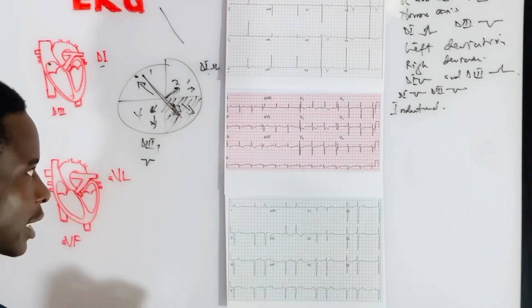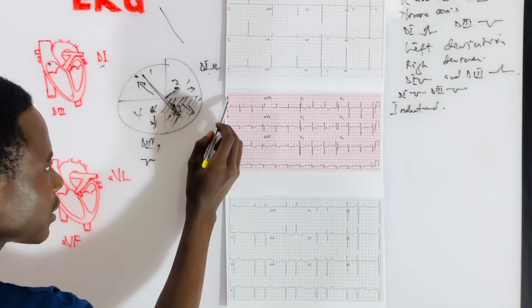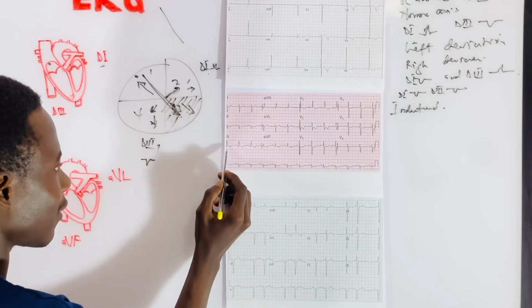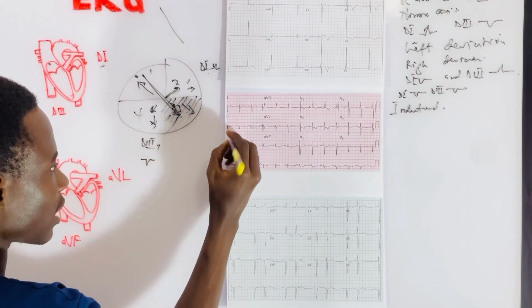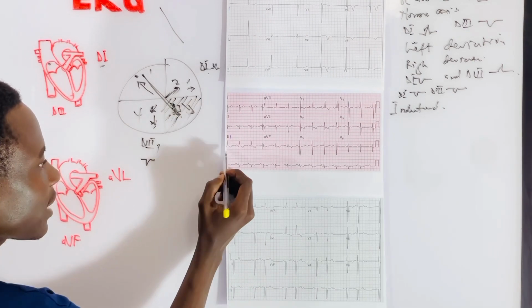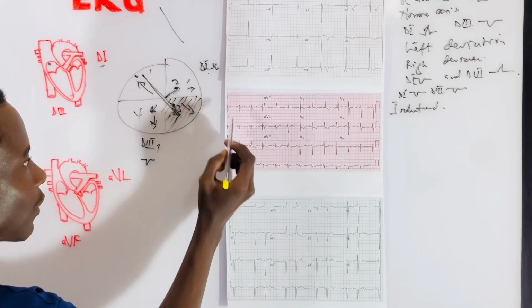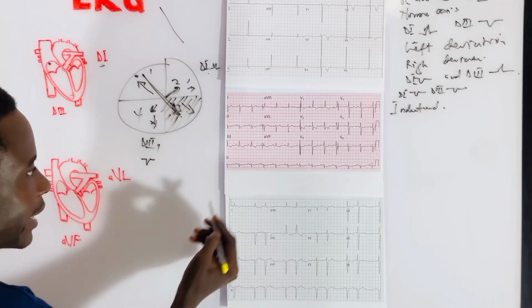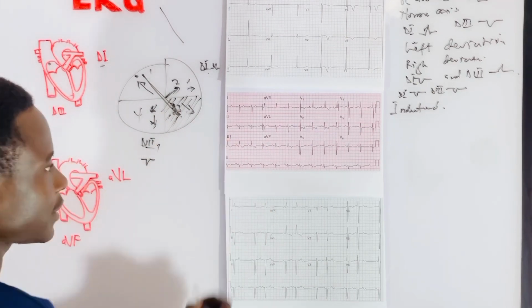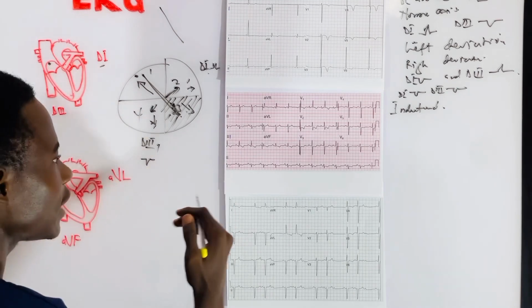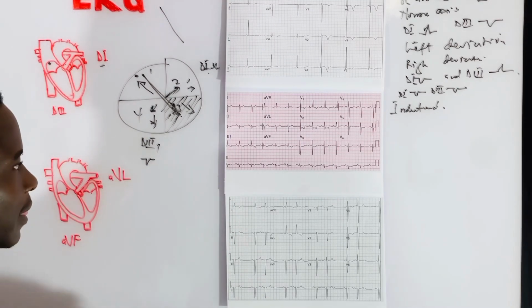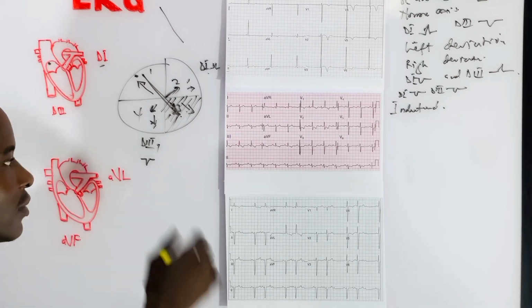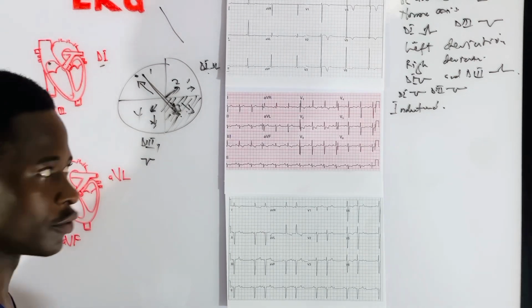Now let's come to the second graph. If we take the second graph, this is our D1 and our D3. The D1 is having what? A negative reading. Do you understand? And then the D3 is having a positive reading. If D1 has a negative, D3 has what? Positive. The vector will be moving towards D3. So we say it's what? Right deviation. Do you understand?